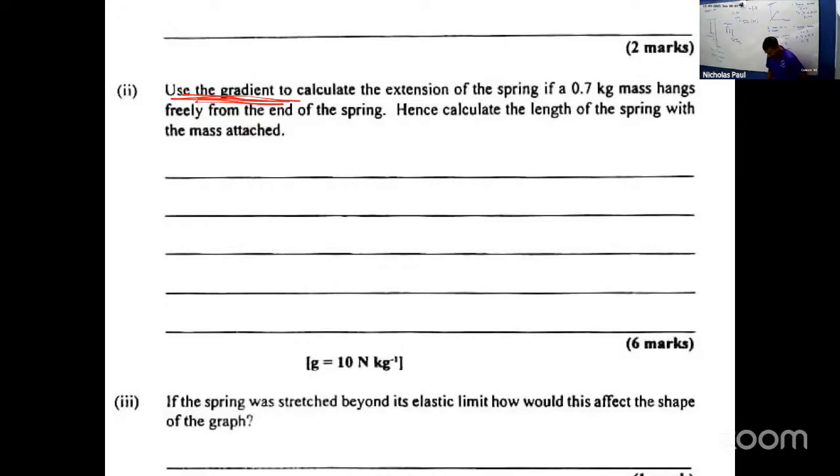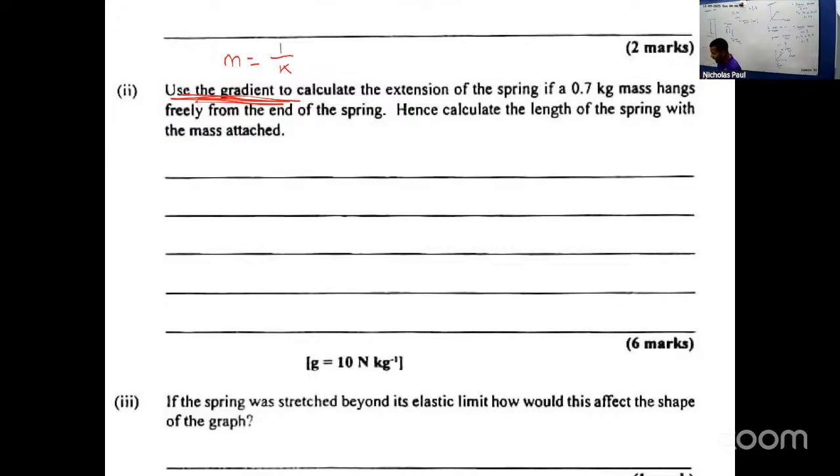Nice. Who gets his 6 marks then? No pressure. All right, so let me see what we end up with. Use the gradient. All we know about the gradient is 1 over k. So it means that I can probably find k from the gradient, right?